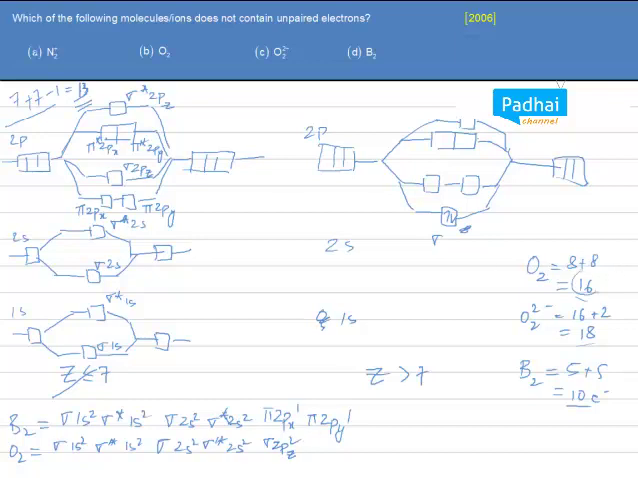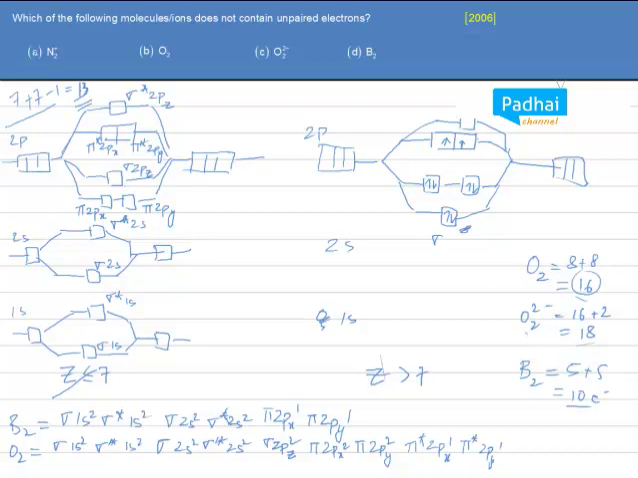How many electrons are left? 6 electrons are left, right? That means 1, 2, 3, 4, 5 and 6, right? So it will be pi 2px2, pi 2py2, and it will be pi star 2px1 and pi star 2py1, right? So it also has unpaired electrons.